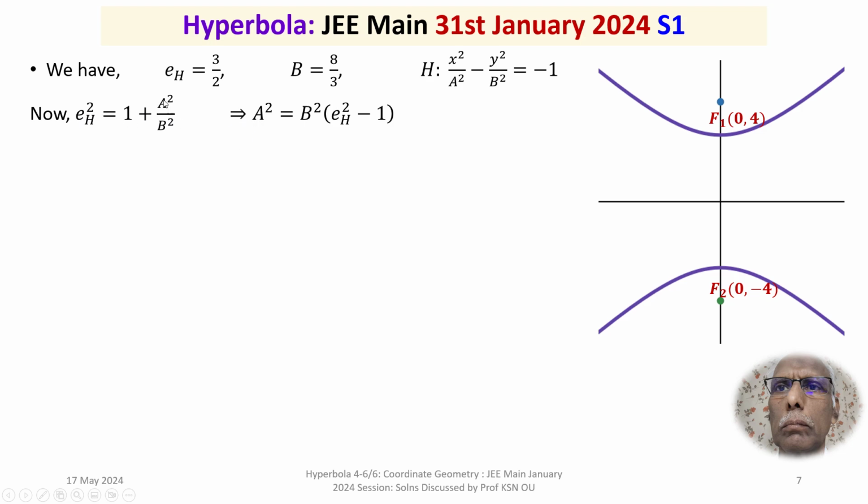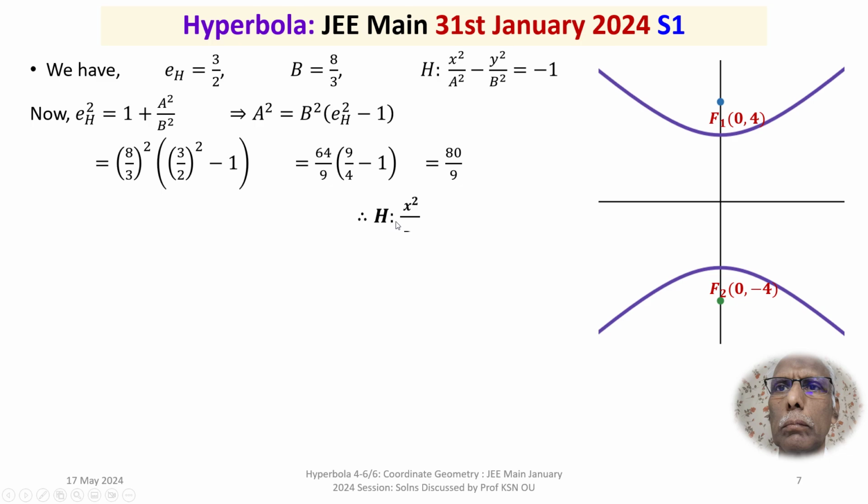And from this, A square is equal to B square times (eccentricity square minus 1) in brackets. B we know, e_H we know, therefore A square will be obtained. That will be (8 by 3) whole square into (3 by 2) whole square minus 1, that's equal to 64 by 9 multiplied by (9 by 4 minus 1). Simplify, 80 by 9. So A square is known. Therefore, the hyperbola is completely known to us. That is x square by (80 by 9) minus y square by (64 by 9) is equal to minus 1. Agreed.